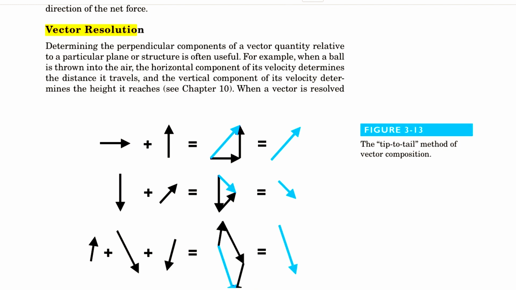Two components make it easier to study motion in different directions. For example, if you throw a ball in the air, the horizontal component of the velocity tells how far the ball travels, and the vertical component tells how high it goes.